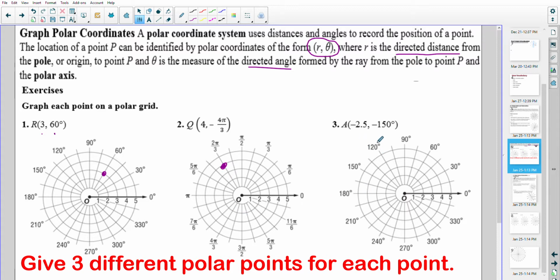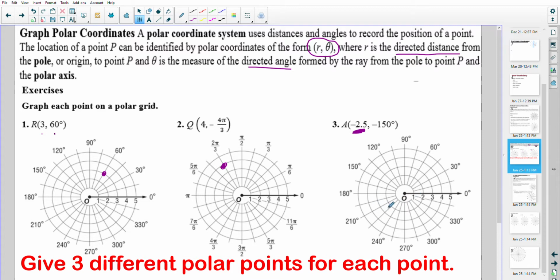On this one, this is a negative 150. Now notice that your distance can be negative, and that can throw students for a loop a little bit here. Negative 150, let's see, 150 and 30 would get you to 180, so it's going to be right here. That's the angle you're looking at.